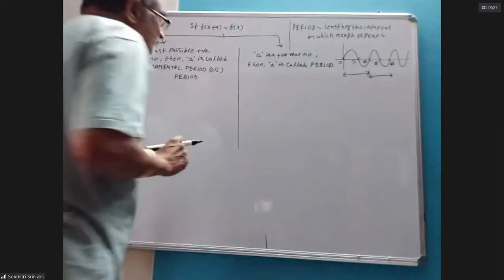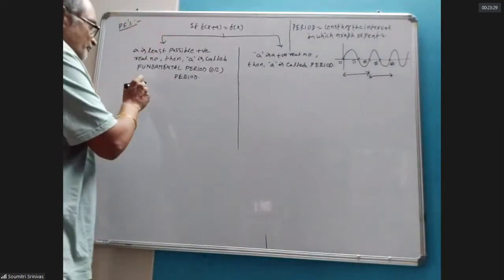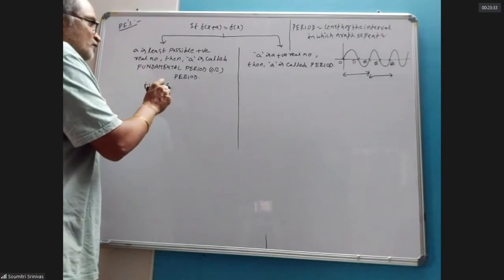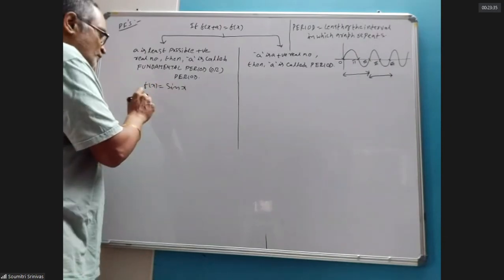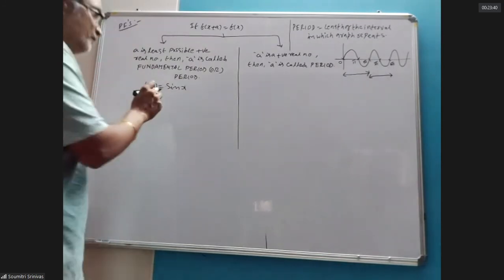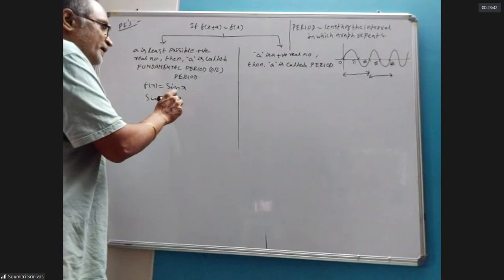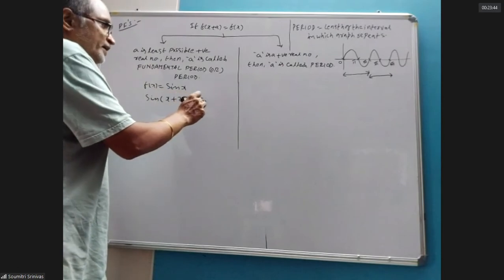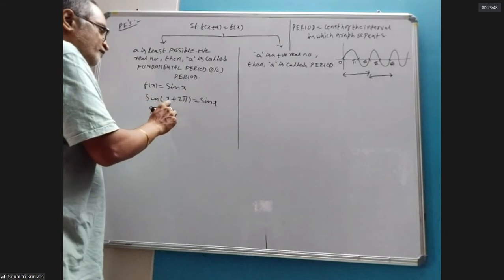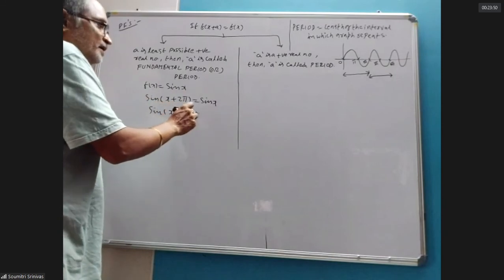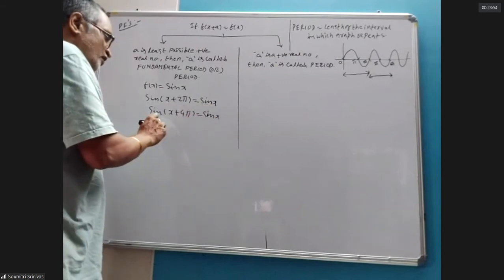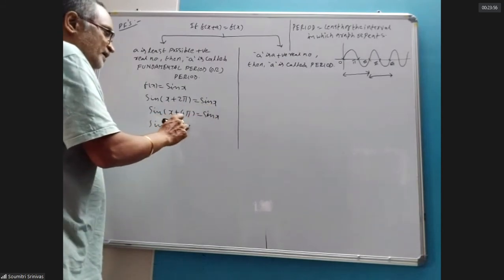Come back. Look here. f of x is equal to sine x. What is sine of x plus 2 pi? Bolo ji. Sine x. Sine of x plus 4 pi. Sine x. Sine of x plus 6 pi. Sine x.